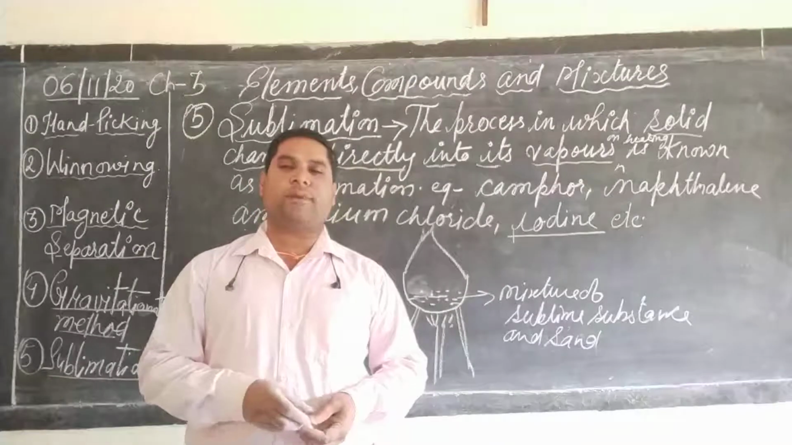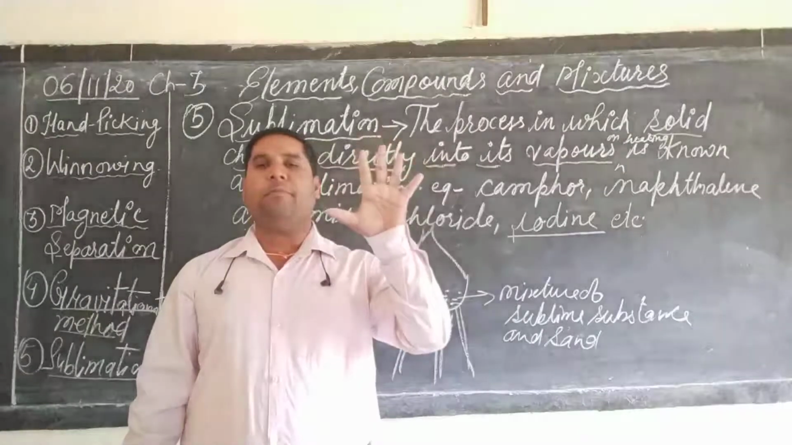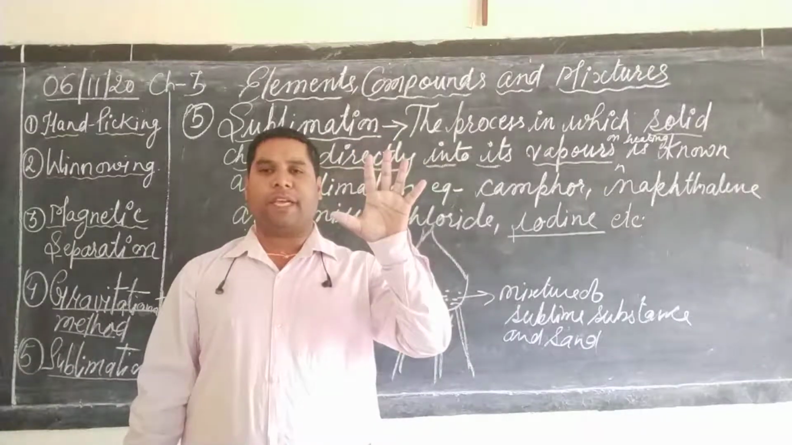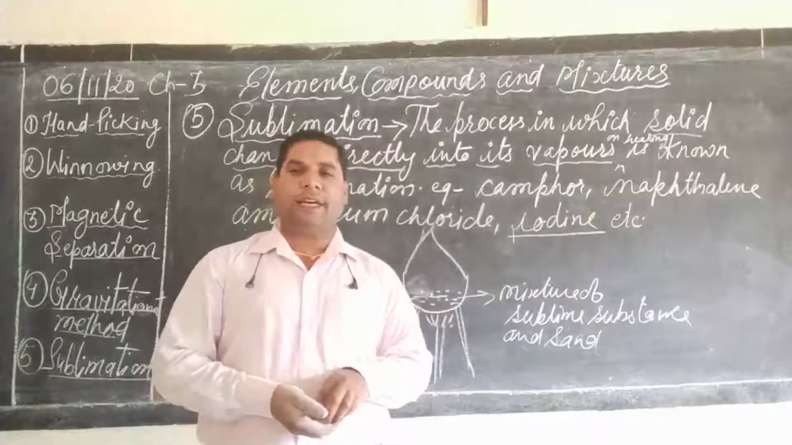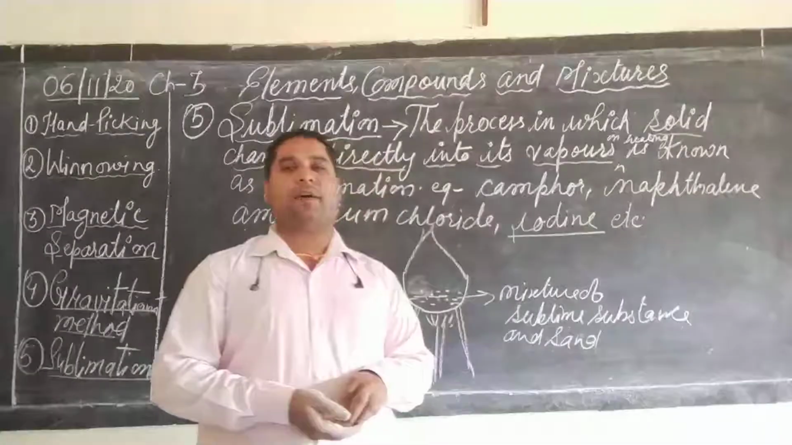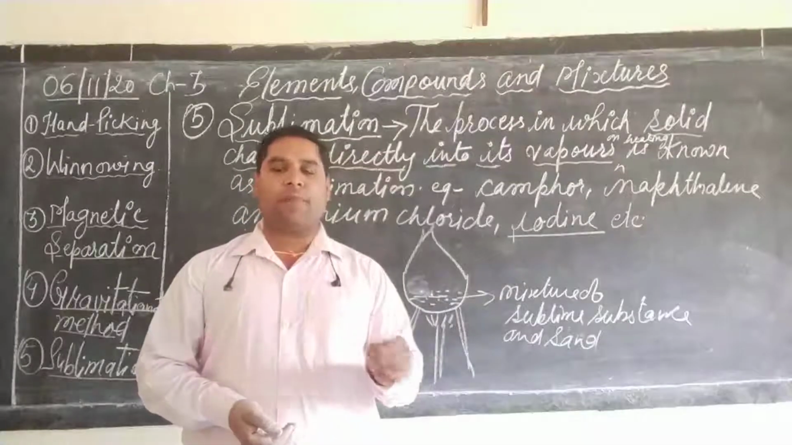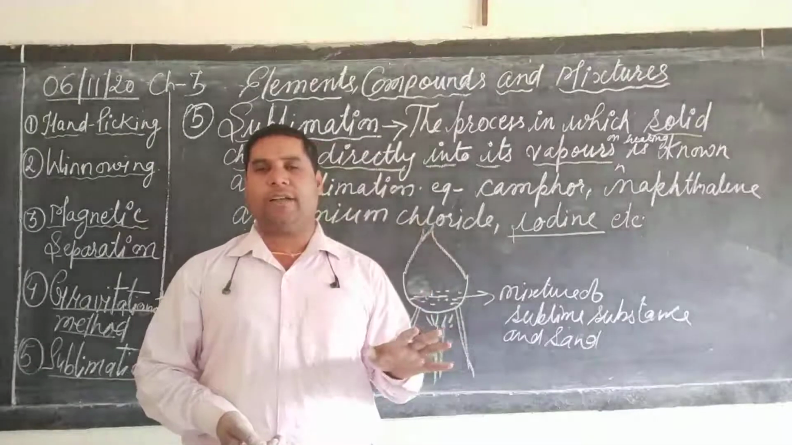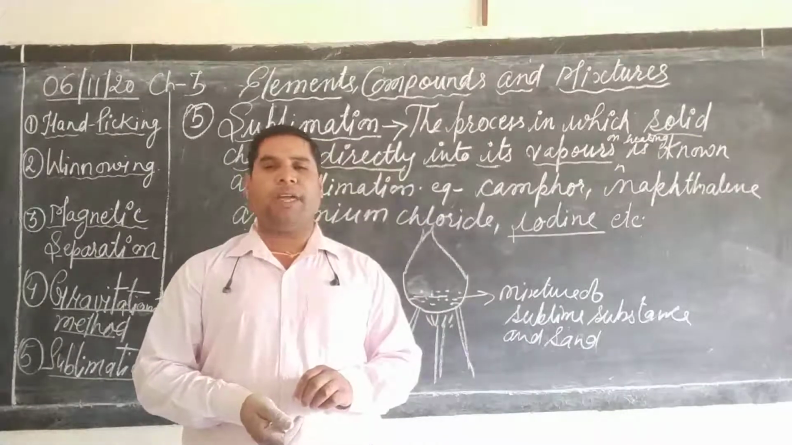So dear student, in this video I explained to you about 5 methods: hand picking, winnowing, magnetic separation, gravitational method and sublimation. So please read the topic, try to understand and learn the process with the help of examples.